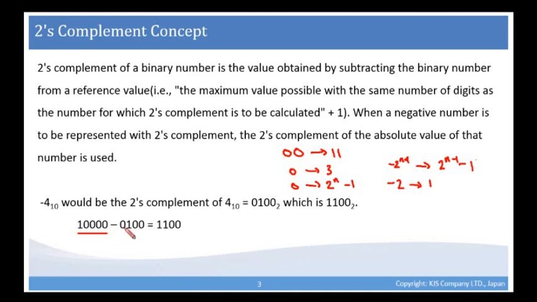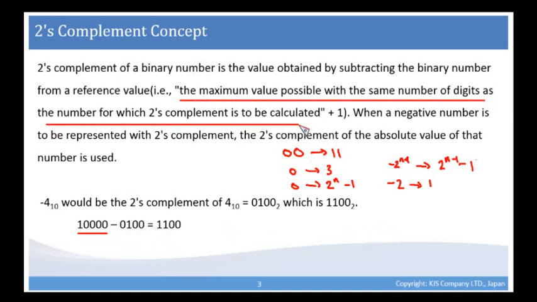So the maximum value would have been 1,1,1,1,1. And then we added 1, so let's just do this over here on the side. I'll underline this so we know what I'm doing: the maximum value of the same number of digits of the 2's complement to be calculated, plus 1. So we're just going to do this down here. In this case we're using 0,1,0,0. So the maximum value that can be stored is 1,1,1,1. And we're going to add that just to 0,0,0,1.